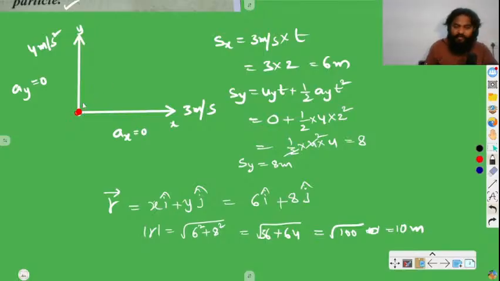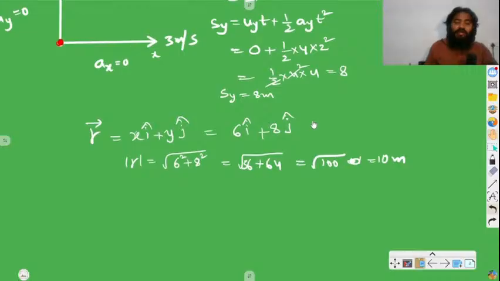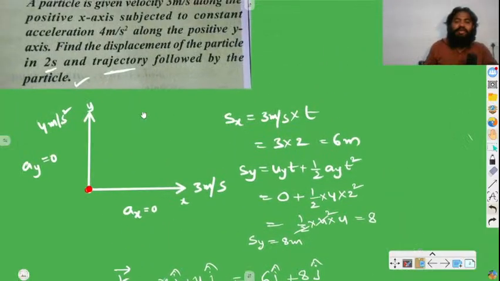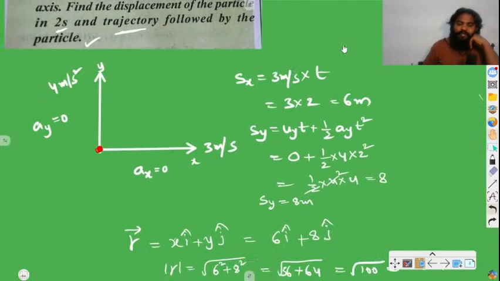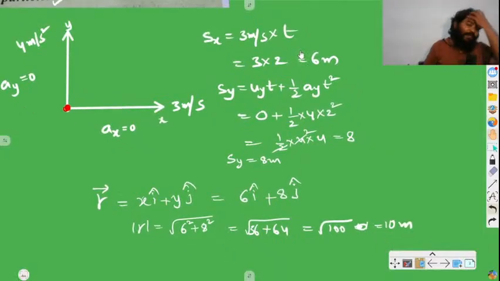This is how you have to find it by using two-dimensional motion in a plane. Next, he asked one more thing also. If you observe the question carefully, he asked for the trajectory followed by the particle. So for the trajectory followed by the particle, you have to get an equation in terms of x and y. You have to get an equation in terms of x and y.